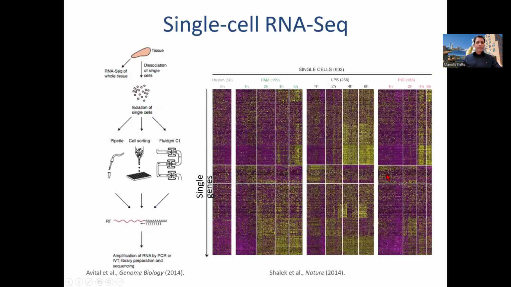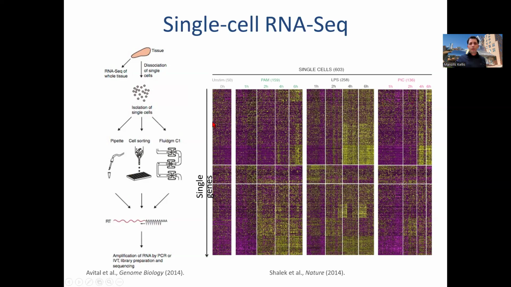So when you start looking at individual cells, some of the initial methods were basically taking a tissue, dissociating individual cells, and then pipetting these cells and putting each of them in a separate well, and then amplifying the RNA of that well, and then sequencing that one well. Okay? This is the original single cell profiling. And then you got like 600 cells, and it was extraordinary.